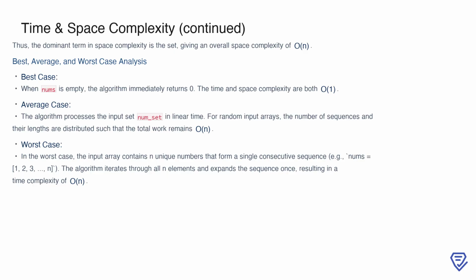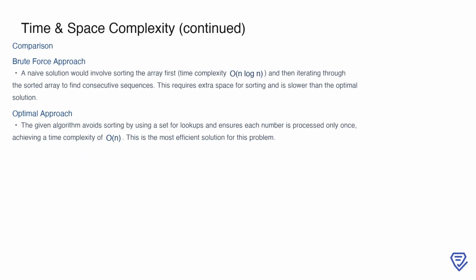In the worst case, where the input array contains n unique numbers that form a single consecutive sequence, the algorithm iterates through all elements and expands the sequence fully, still resulting in an O(n) time complexity. Across all cases, the algorithm demonstrates consistent linear performance. When comparing this algorithm to a brute force approach, the differences become clear.